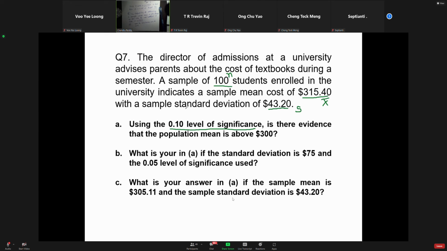Will you put all the questions with the answers? Okay, no problem, Septianti. I'll put all these things, no worries.